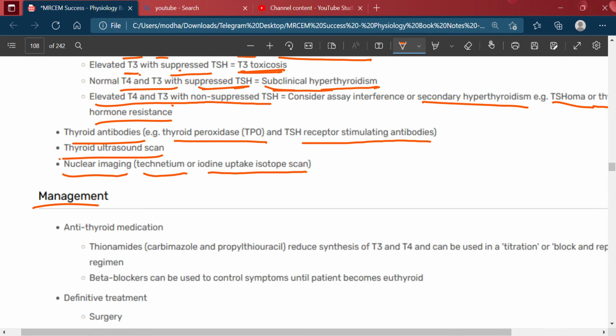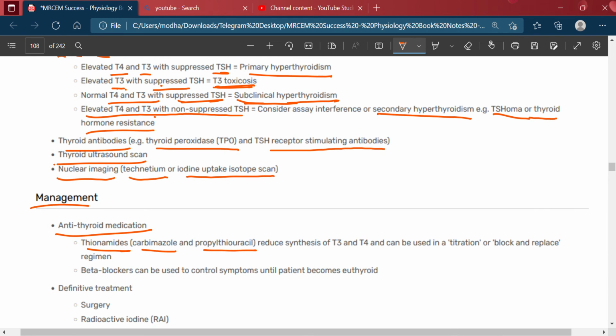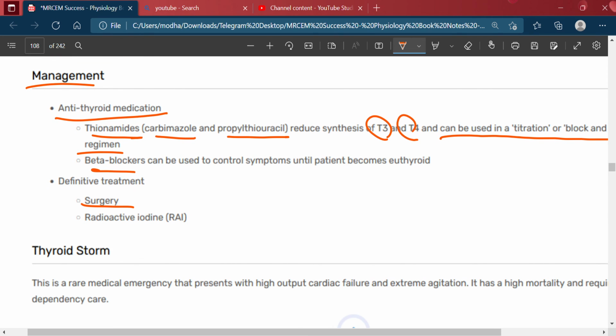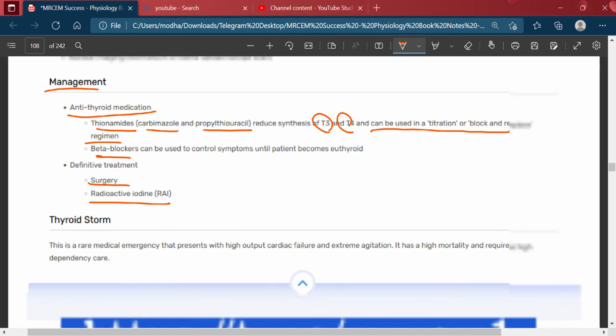Then management. Anti-thyroid medicines, thionamides, that are carbimazole and propylthiouracil, reduce the synthesis of T3 and T4, and can be used in a titration or block and replace regimen. Then a beta blocker can be used to control the symptoms until the patient becomes euthyroid. Then the definitive treatment is surgery and radioactive iodine.